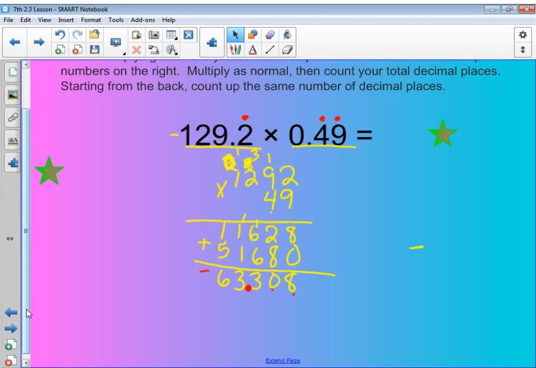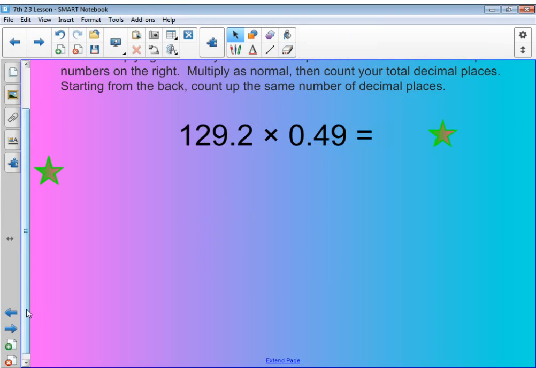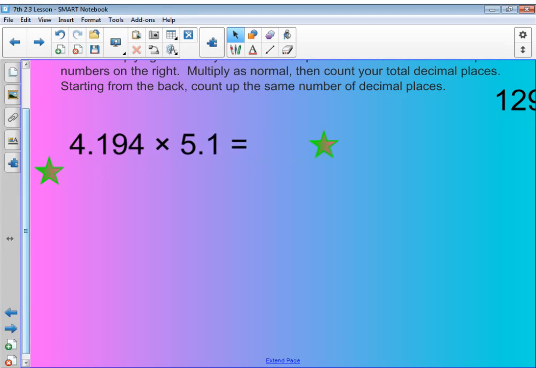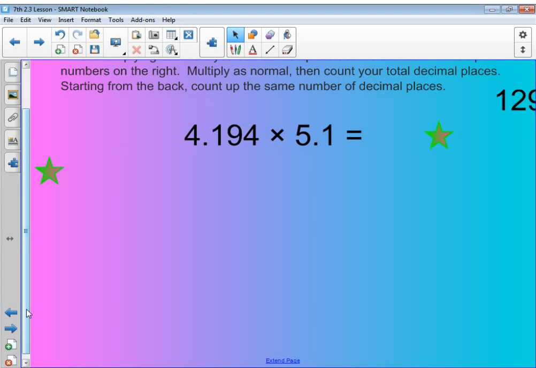Okay, so I want you guys to try this one. So you'll pause your video and you'll work your way through this next one. And let's go ahead and make this negative. And that's it. Okay, so go ahead and pause your video and work your way through this problem.